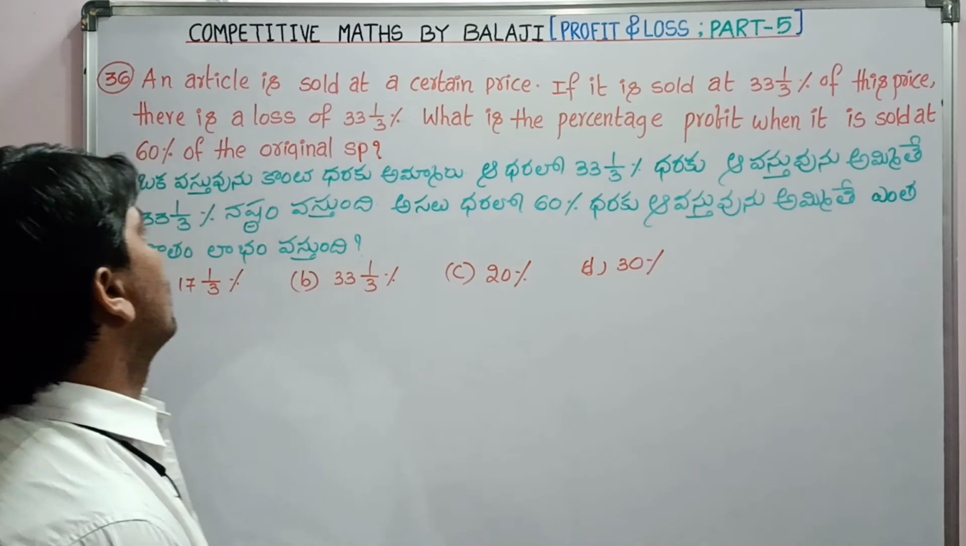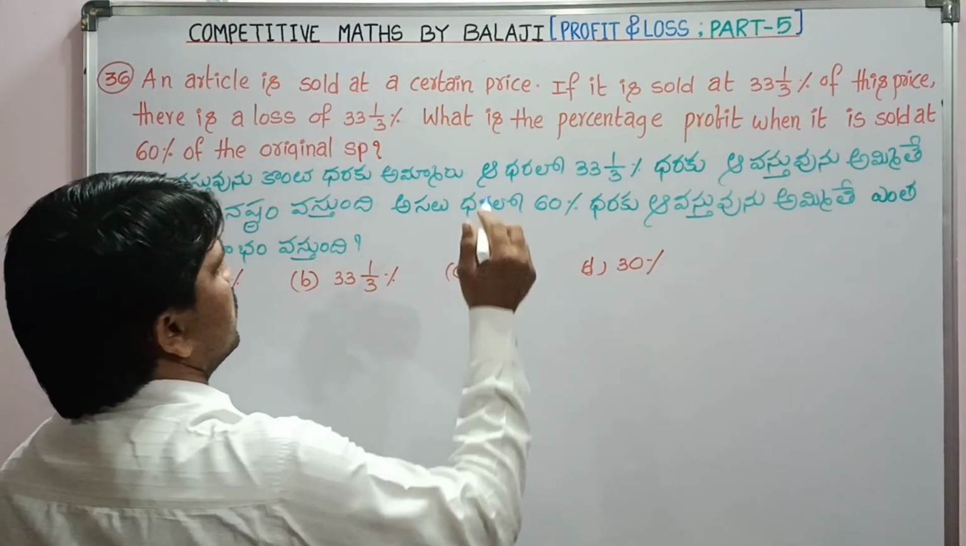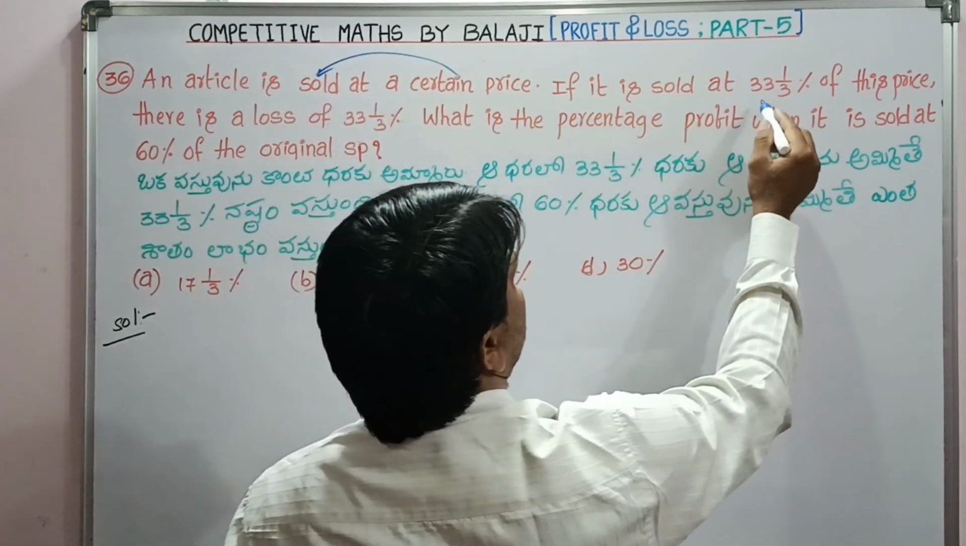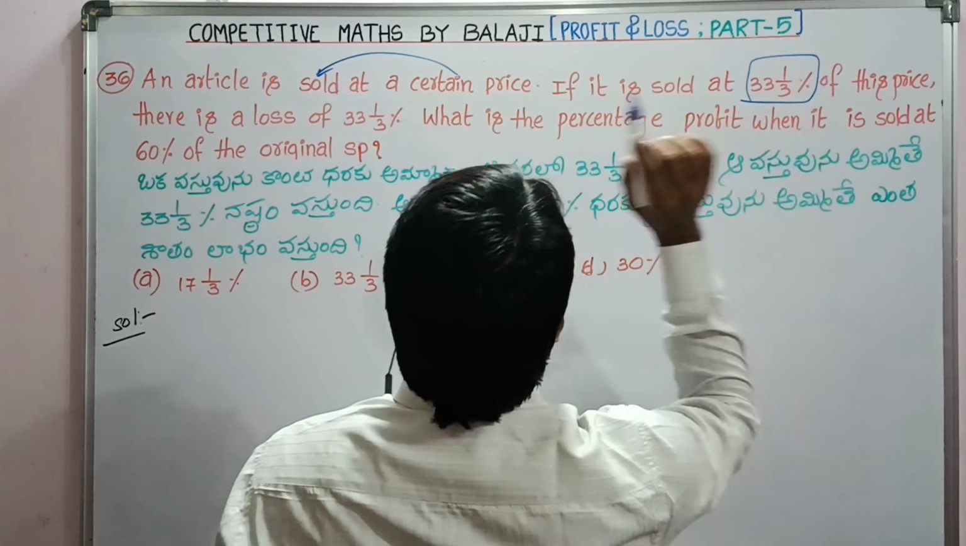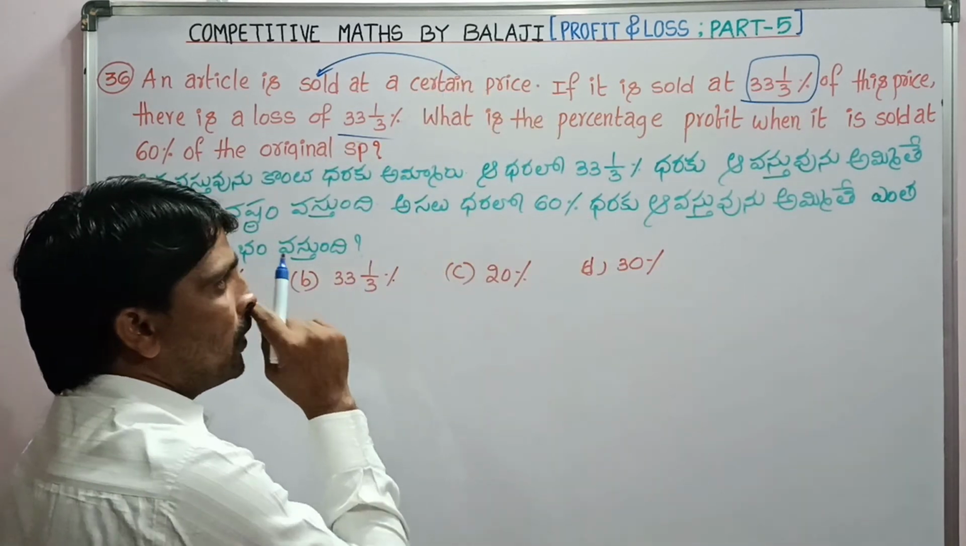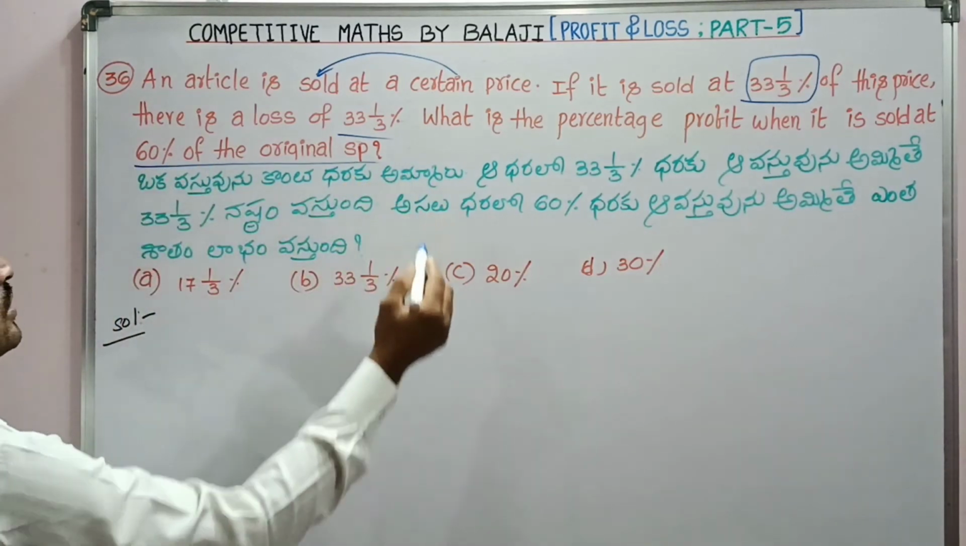Next question 36. An article is sold at a certain price. Certain price is an SP. If it is sold at 33 whole 1/3% of this price, this SP, there is a loss of 33 whole 1/3%. What is the percentage profit when it is sold at 60% of the original SP? Okay.